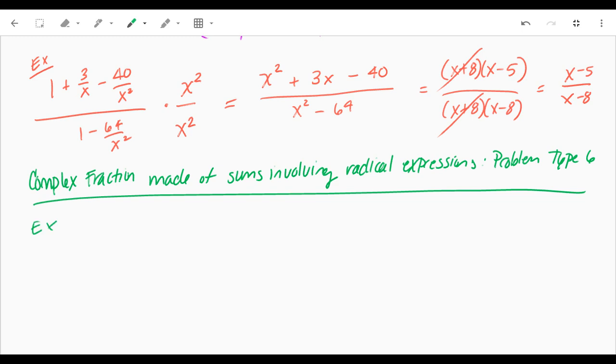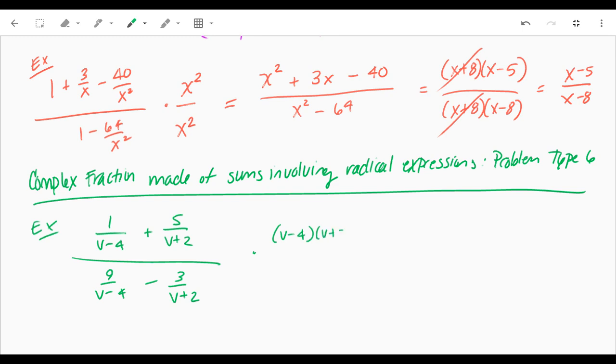Example of this one is we have 1 over v minus 4 plus 5 over v plus 2, over 9 over v minus 4 minus 3 over v plus 2. Okay, we still look at all of our denominators and figure out what we can multiply by. So v minus 4 and v plus 2, we're just going to multiply everything by v minus 4 times v plus 2 over v minus 4 times v plus 2.